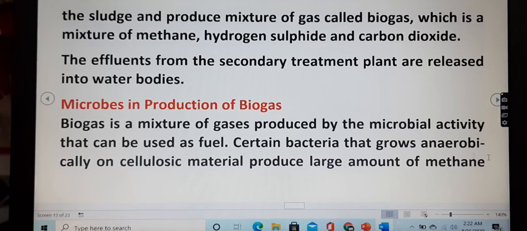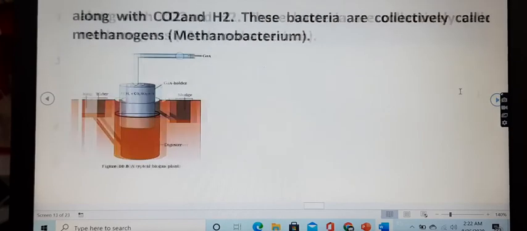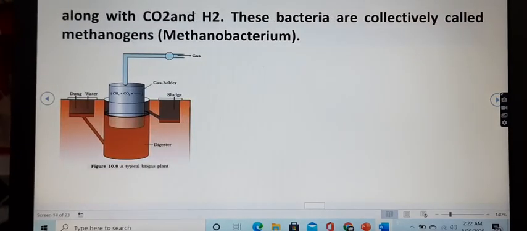So if the material is produced by the cellulose, then this is called cellulosic material. So the bacteria grow in the anaerobic condition, means in the absence of oxygen. This bacteria grows in the cellulosic material, then produces a large amount of methane along with carbon dioxide and hydrogen gas. So these bacteria are collectively called methanogens or methanobacterium.